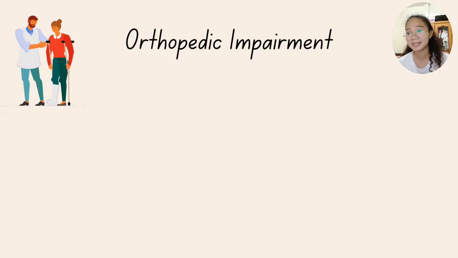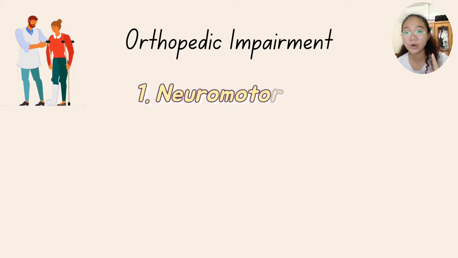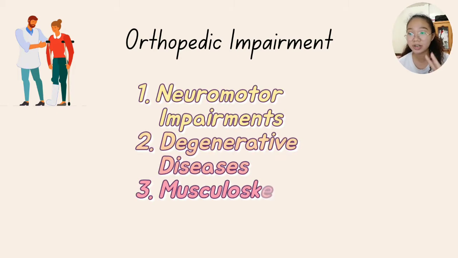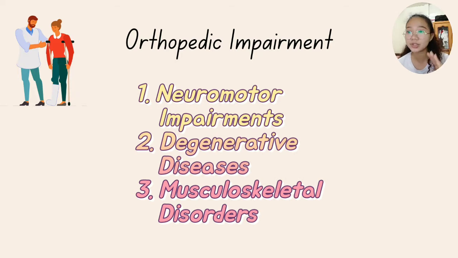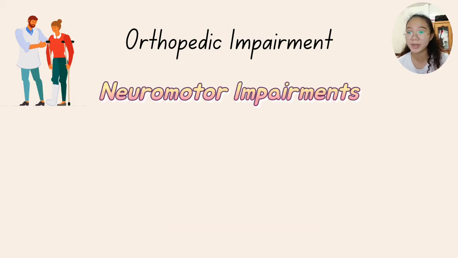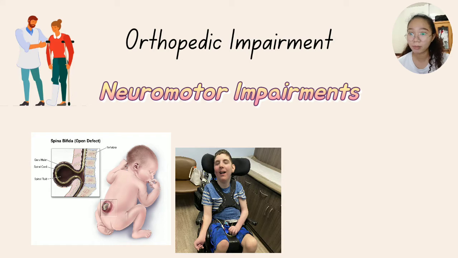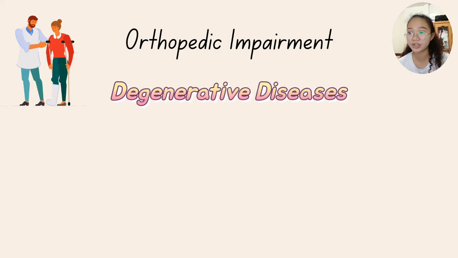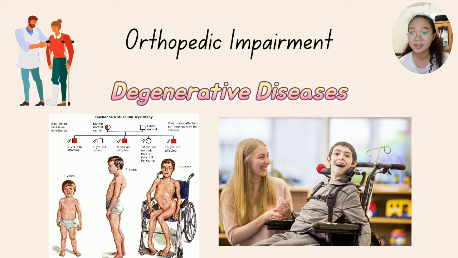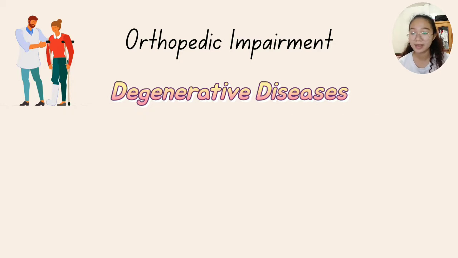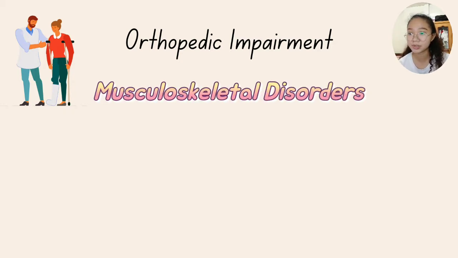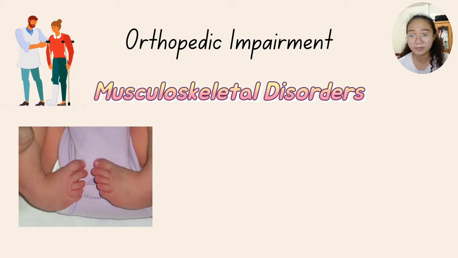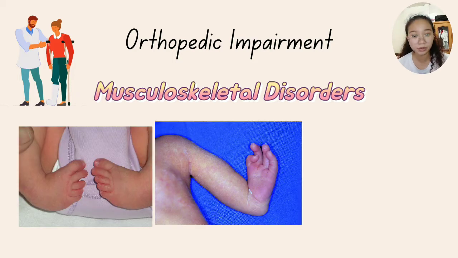So, orthopedic impairments can be classified as belonging to one of three different categories. We have first, neuromotor impairments, second, degenerative diseases, and lastly, musculoskeletal disorders. Common examples of conditions according to each category include the following. For neuromotor impairments, we have spina bifida, cerebral palsy, spinal cord injuries. For degenerative diseases, we have muscular dystrophy and spinal muscular atrophy. For the third type, which is the musculoskeletal disorders, we could have clubfoot, missing or deformed limbs, or scoliosis.